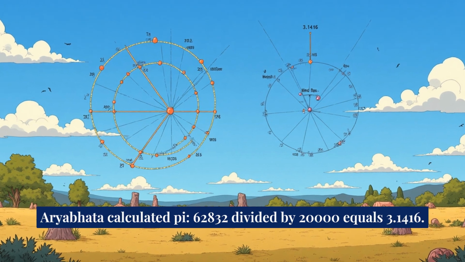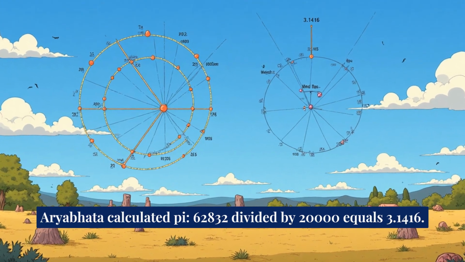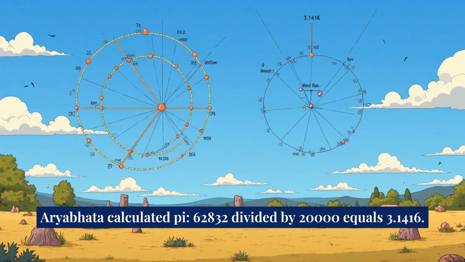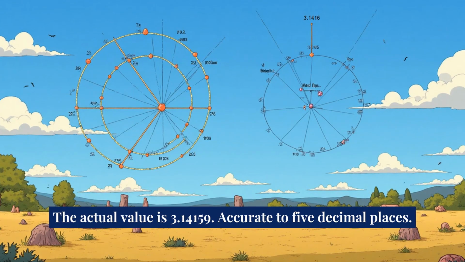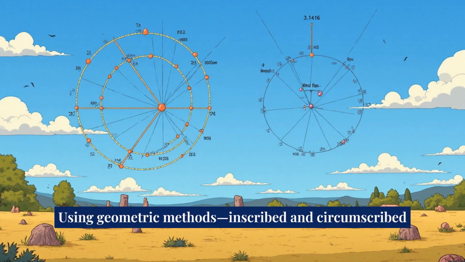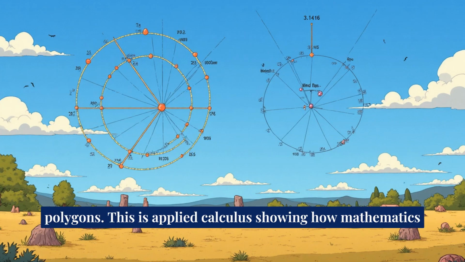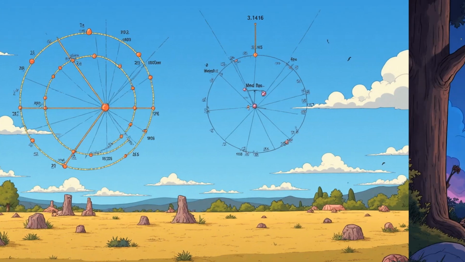Aryabhata calculated pi, 62832 divided by 20000 equals 3.1416. The actual value is 3.14159, accurate to 5 decimal places, using geometric methods, inscribed and circumscribed polygons. This is applied calculus, showing how mathematics solves real problems.